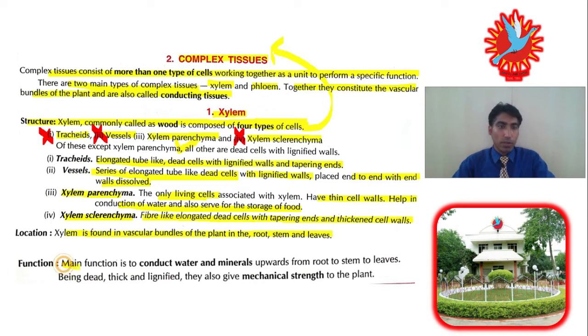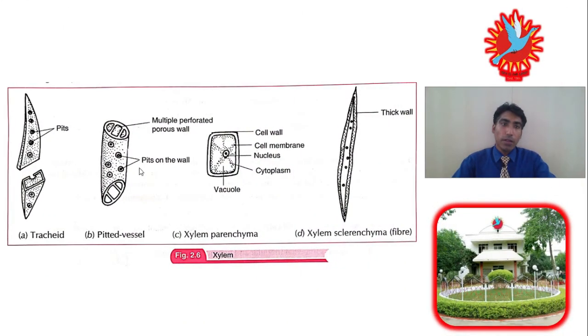Okay, function: the main function of the xylem tissue is to conduct the water and mineral upward from the root to the stem and to the leaves. Being dead, thick and lignified, they also give the mechanical strength to the plant. Next, this is the structure of different types of cells present in the xylem tissue.